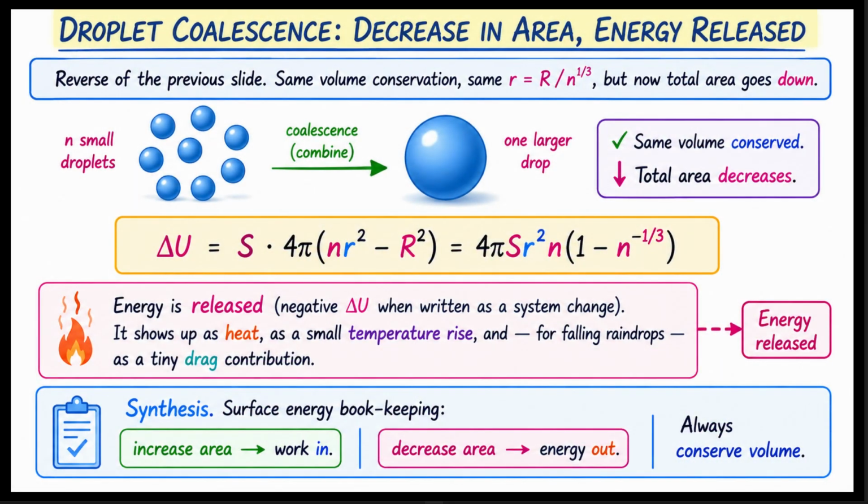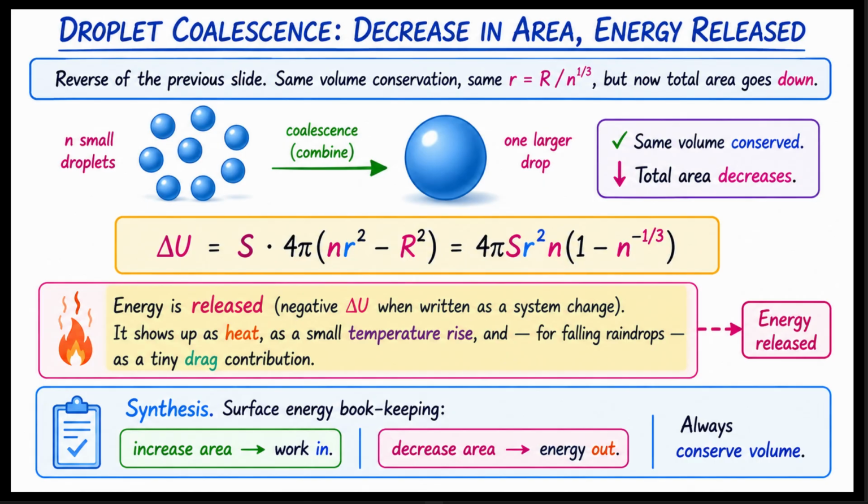The reverse process is coalescence. N small drops of radius r merge into one big drop of radius R. Volume is still conserved, so the same relation R equals r over n to the 1/3 still holds. But now the total area goes down, so the change in surface energy is negative. The system releases energy. The expression is delta U equals S times 4 pi times the difference between n r squared and R squared, which simplifies to 4 pi S R squared n times the quantity 1 minus n to the minus 1/3. Energy leaves the system.